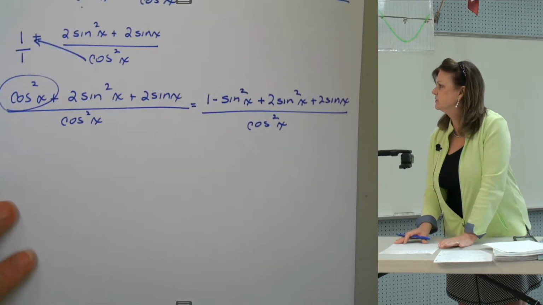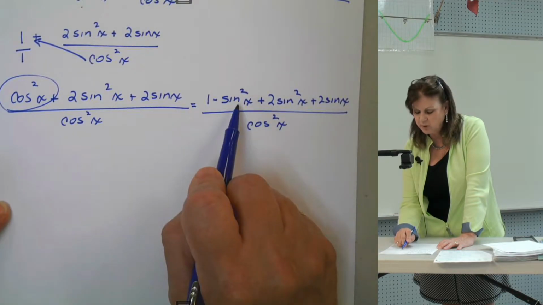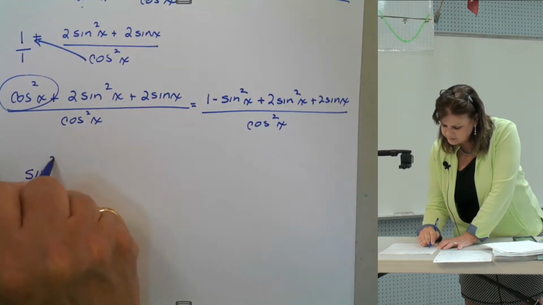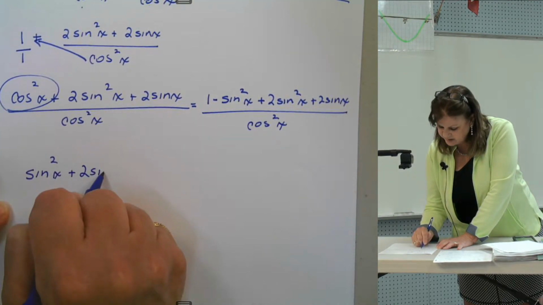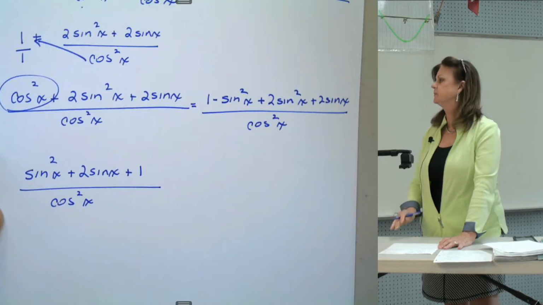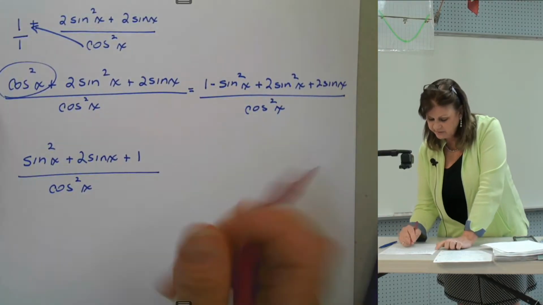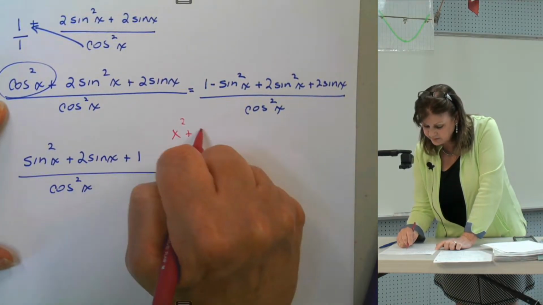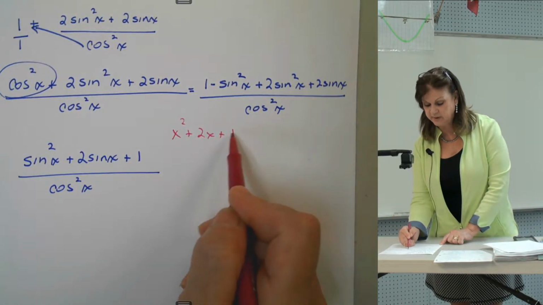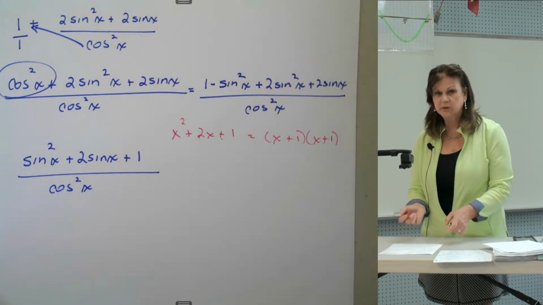Now, what does that do in our numerator? Well, it gives me 1. I've got 2 sine squared x's here, and I'm subtracting 1 sine squared, and then I've got, in my numerator, 1 sine squared x plus 2 sine x plus 1 over cosine squared x. So again, if you had x squared plus 2x plus 1, your immediate thought would be to factor that, right? Are there any factors of 1 that add to give you 2? Of course there are. You have x plus 1, x plus 1.